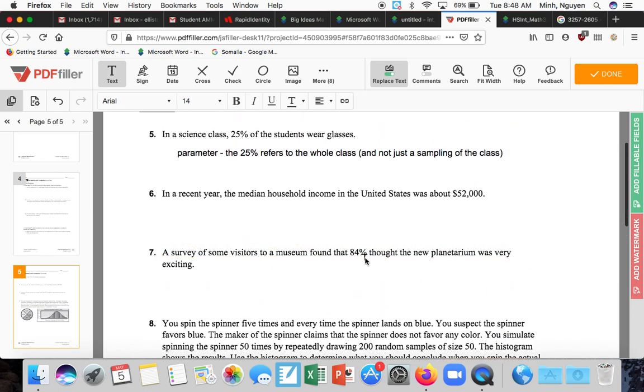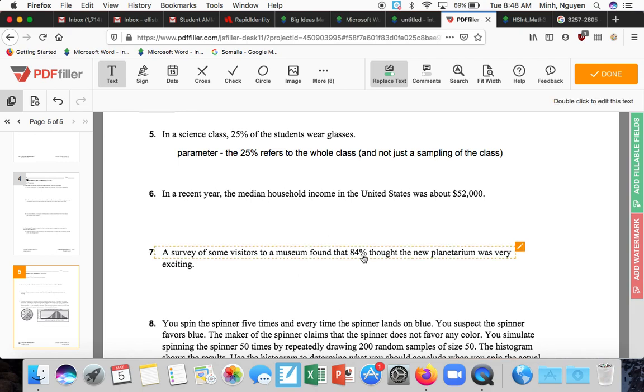A survey of some visitors to a museum found that 84% thought the new planetarium was very exciting. Look, there's the keywords: some visitors. We're not talking about everybody. We're only talking about somebody. So this is not everybody, so it's a statistic.